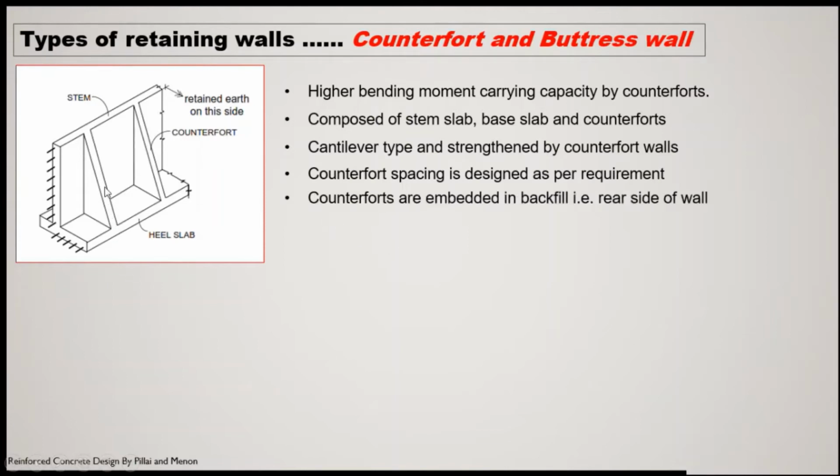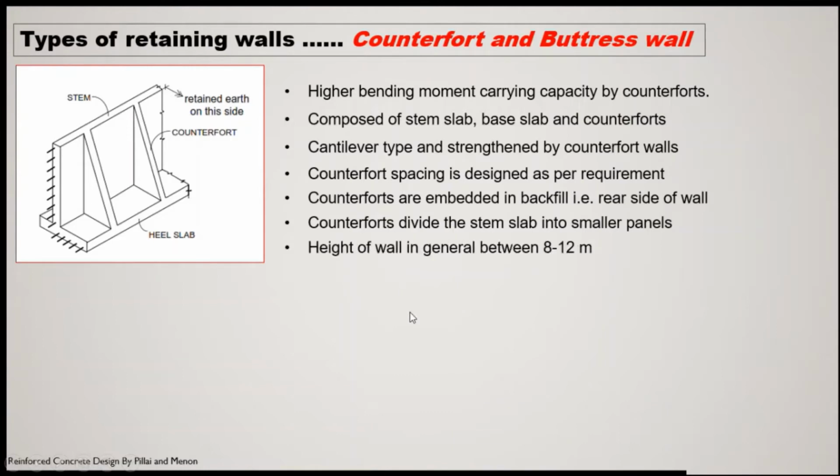Another important thing is counterfort. These counterforts are embedded in backfill. That means they are constructed behind the wall, towards the retaining of the earth side. Counterforts divide the stem slab into smaller panels, as I already discussed. Now these types of walls are efficient and constructed when the height of the wall is between 8 to 12 meters. Then they are more productive, more effective, as well as economical.